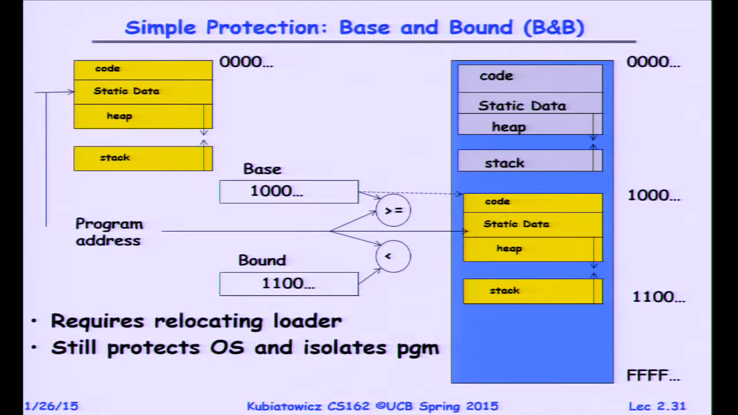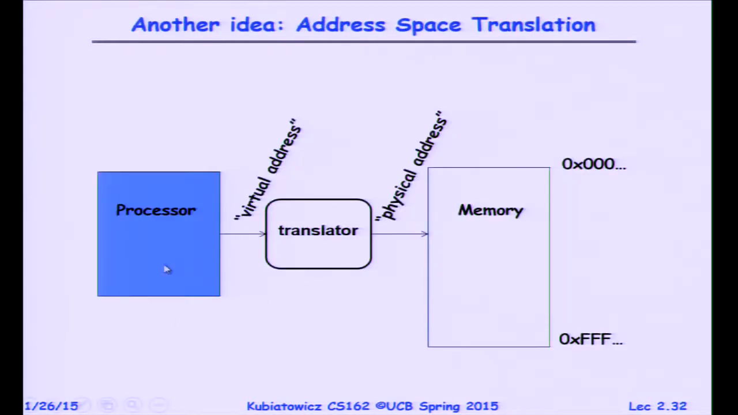Can't you map the addresses to 0 through whatever? How would we do that? What's the simplest thing you could come up with that will do this? What if we take the program address that the CPU has and add the base to it, and that will give us the actual physical memory address?